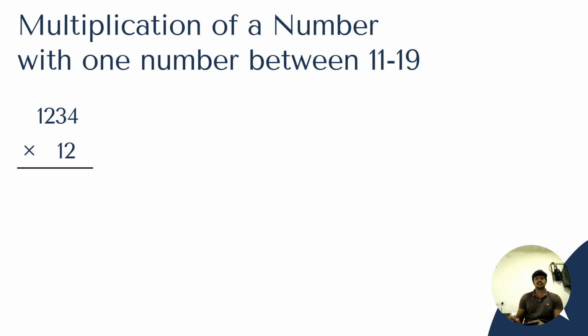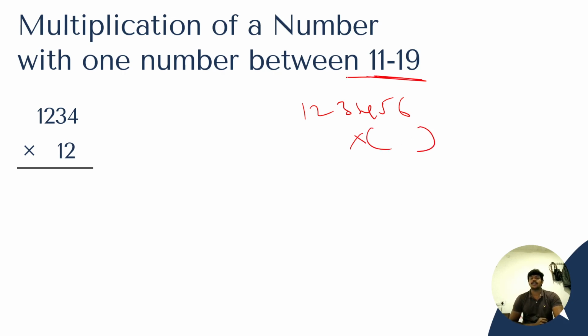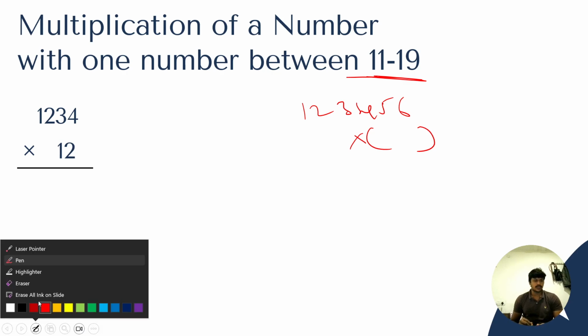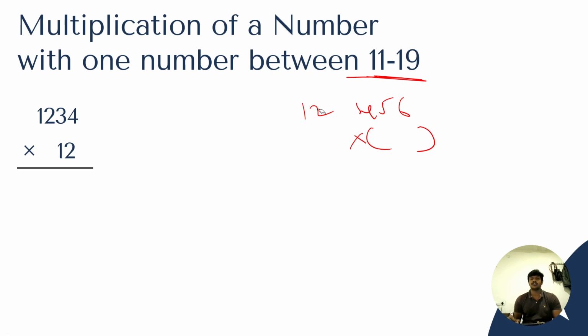So the next one here is how to multiply any large number with one of the numbers in between 11 and 19. The large number can be anything, like 1, 2, 3, 4, 5, 6. But the second number has to be in the range of 11 to 19. Now see what to do here. I will tell you those steps one by one. Then I will simultaneously solve it also.